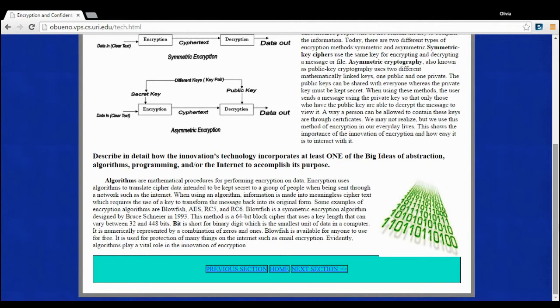Blowfish is a symmetric encryption algorithm designed by Bruce Schneier in 1993. This method is a 64-bit block cipher that uses a key length that can vary between 32 and 448 bits. Bit is short for binary digit, which is the smallest unit of data in a computer. It is numerically represented by a combination of 0s and 1s shown in this image on the right. Blowfish is used for protection of many things on the internet, such as email encryption.